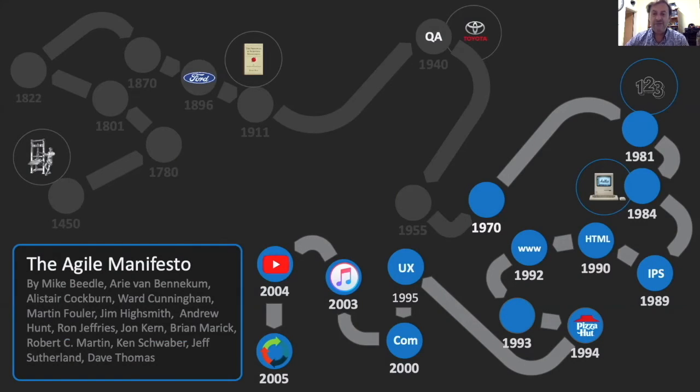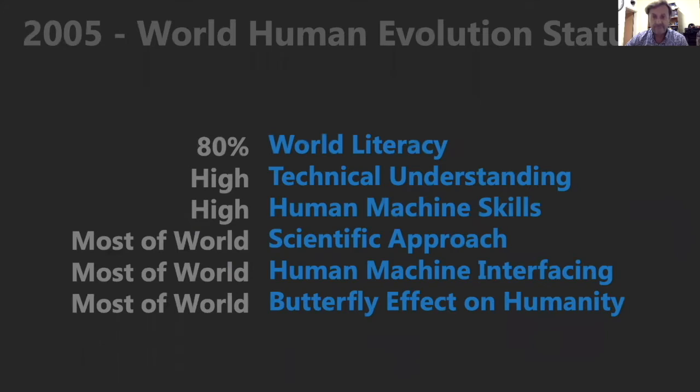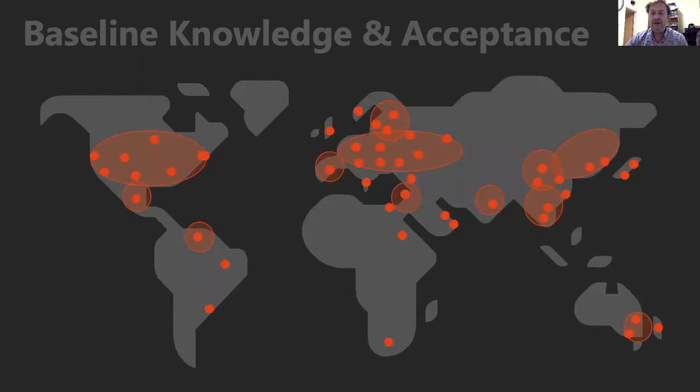In 2005, the Agile methodology was developed. The focus was to solve user and customer problems and focus on the entire product experience. The Agile mission was to create repeatable and predictable processes that improve productivity and quality. By 2005, almost all the world is now literate and enjoys a high level of technical understanding. Almost everyone on the planet knows what an app is. Most people now appreciate a good user experience and good user interface design.